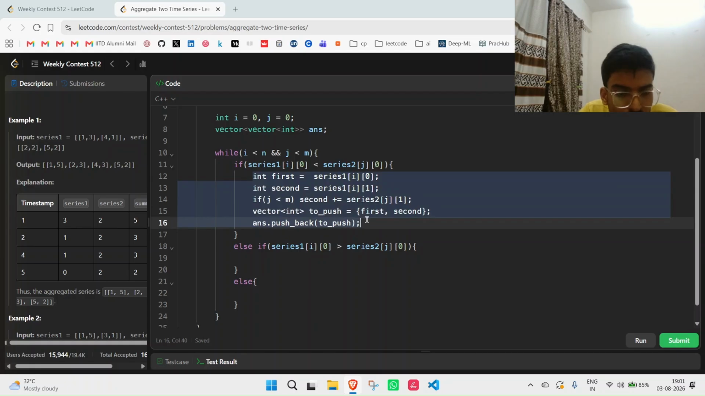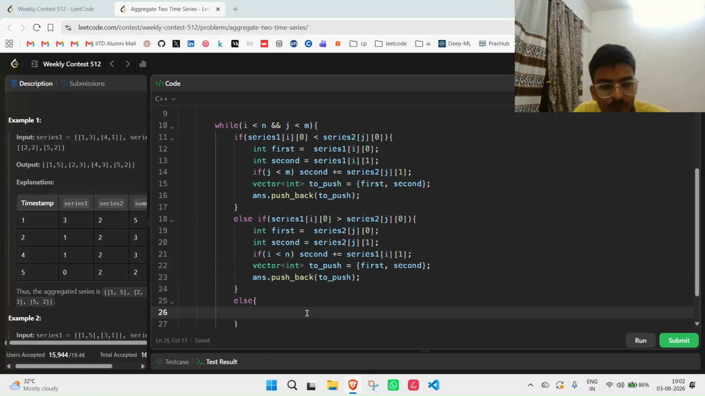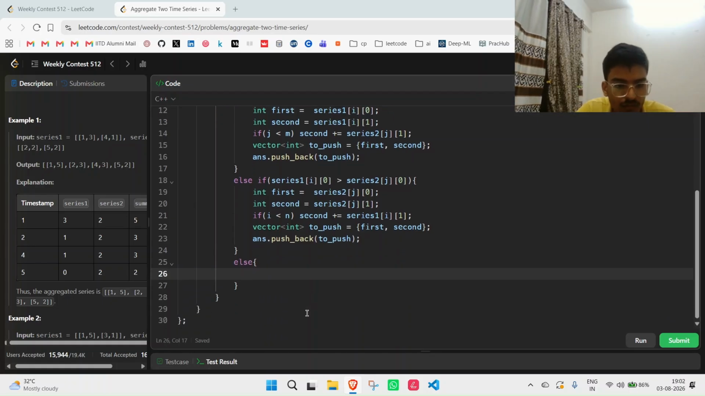Similar to this, we can begin the else if case. First would be series 2 of j of 0 because that's the smaller value, and second would be series 2 of j of 1. If i is within the bounds, then we can increment second gets series 1 of i of 1. Right? If first and second are both equal, then it is very good.